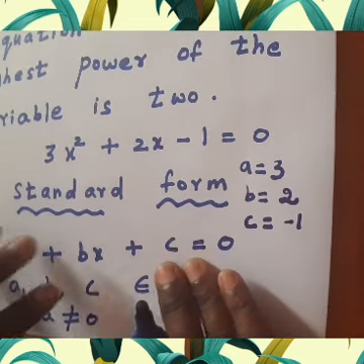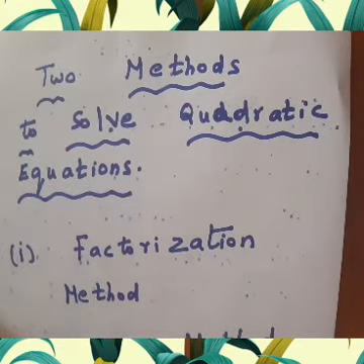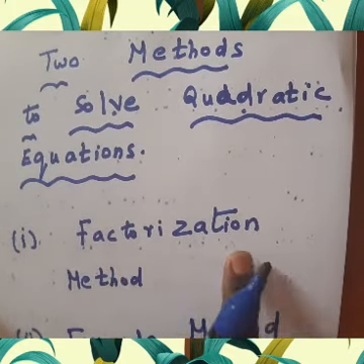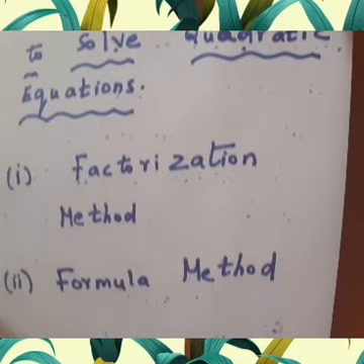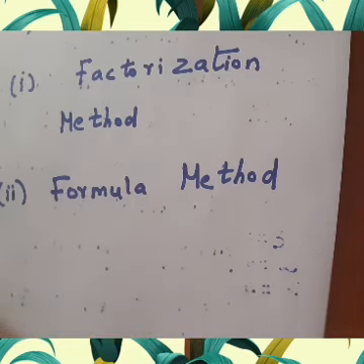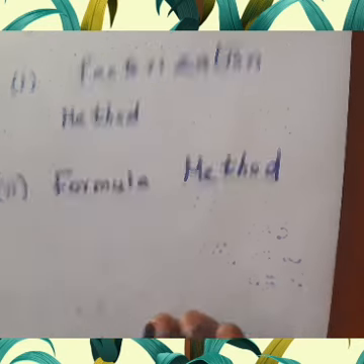Understood, students? Good. So there are two methods to solve the quadratic equation. The first method is the factorization method, and the second method is the formula method. These are the two important methods you should know to solve quadratic equations. What are the two methods? Factorization method. Second method is formula method. Excellent.